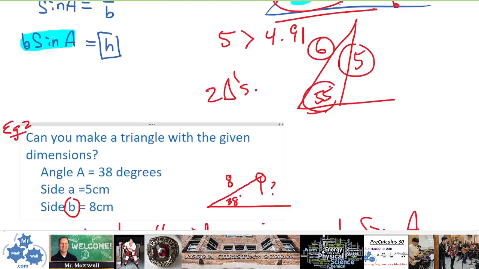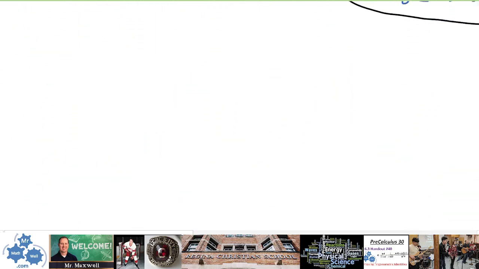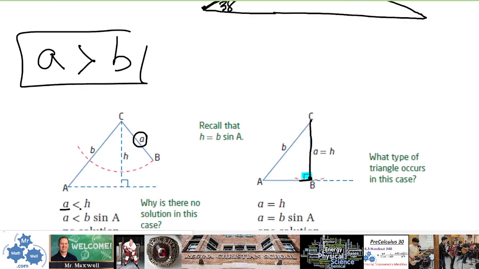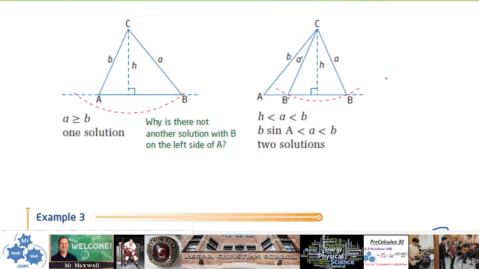And again, this is a mini lesson. We've been through this before, so I'm not going to go over everything, but I think I do have some graphics right here. Okay, so this is the one right here, where a, in our case 5, would be a little bit greater than the 4.91 that would be the minimum height required. So you could form 2 triangles. All right, that's 2 triangles right here.